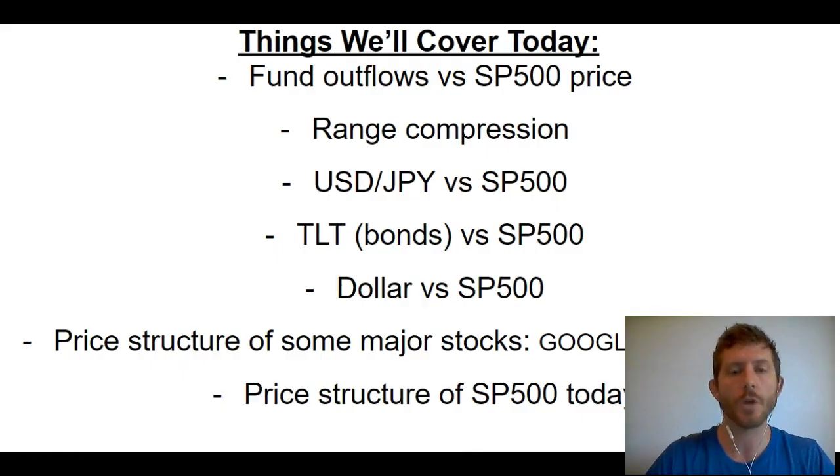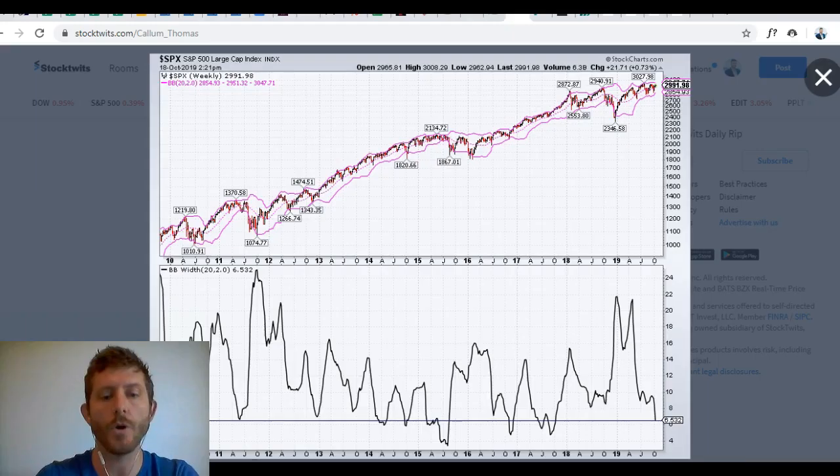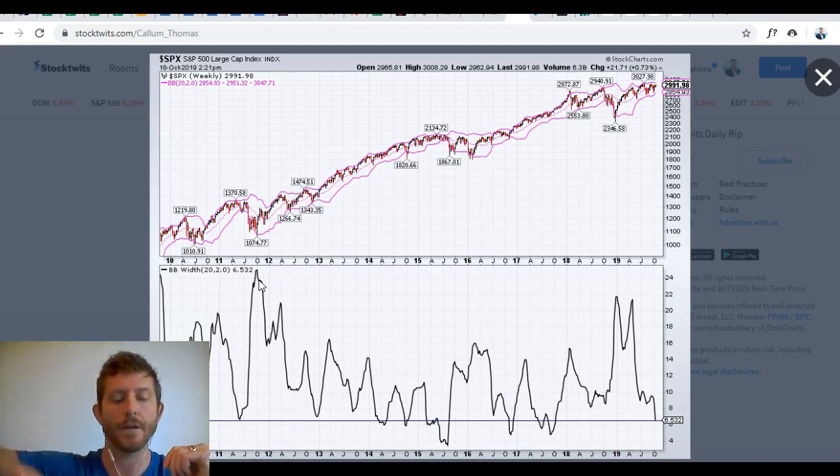And the next chart we're going to cover here is range compression. So this is the range compression here for the S&P 500. And what this means is this chart down here is the Bollinger Band width. And this on the top of the chart here, up here at about 24, is a very wide Bollinger Band. That means that price is expanding huge.